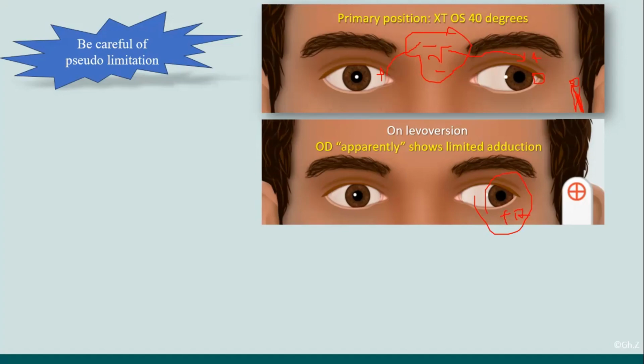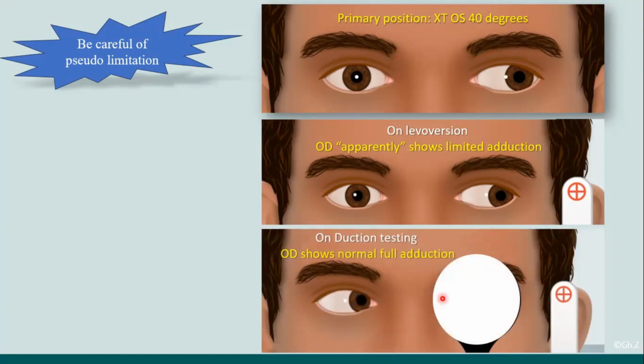a pseudo limitation. How can we verify if it is pseudo or true limitation? You need to cover the exotropic eye and ask the patient to look to the left. In such a situation, the brain will send enough impulses to allow the eye to move inward. I'm not going to repeat it. So, got it or not? This is called a pseudo limitation.